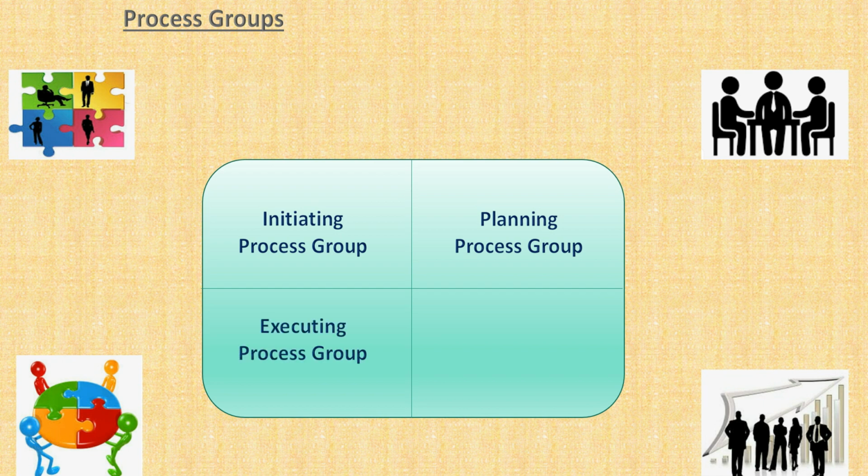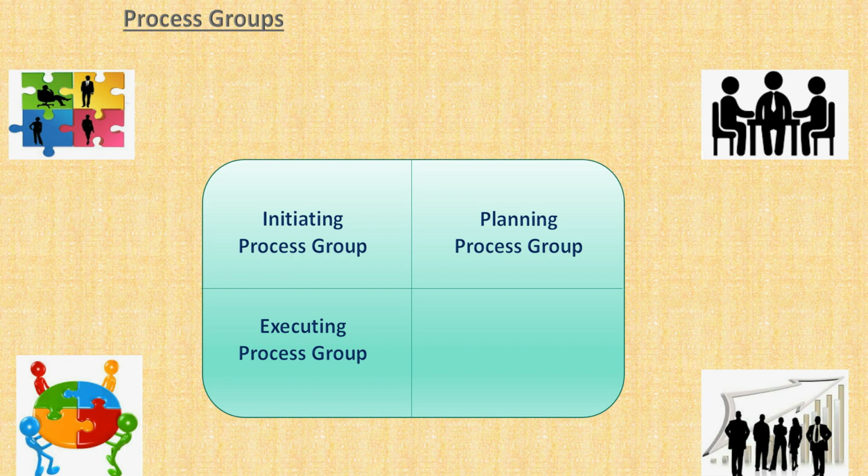Then comes our executing process group. If we are working on some project, ideally we have to deliver something, isn't it? To deliver something, you have to execute processes. You have to have some processes which are going to produce the result. In case of, say, some IT project, you have to write the code, you have to build a prototype and all those things, right? So all the processes related to actually delivering something, actually producing something, come under the executing process group.